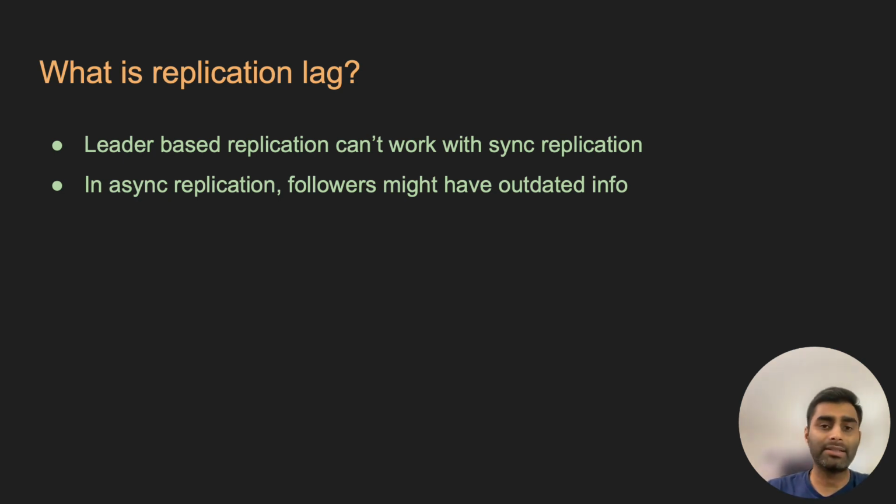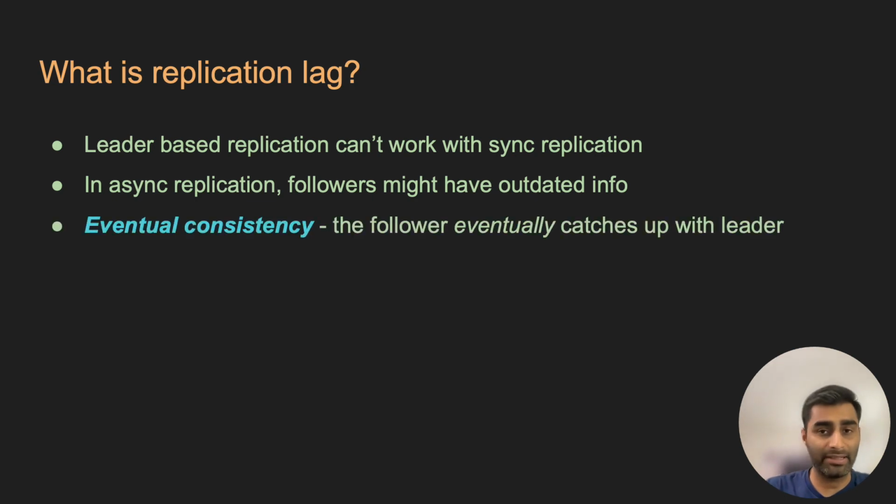So this inconsistency is just a temporary state. If you, let's say, stop writing to the database and wait for a while, all the followers will eventually catch up and become consistent with the leader. For this reason, this effect is also known as eventual consistency, because it means that the followers will eventually catch up with the leader node. In general, there's no limit to how far a replica can fall behind.